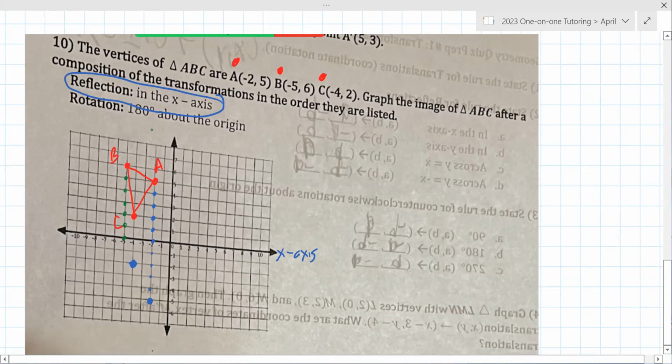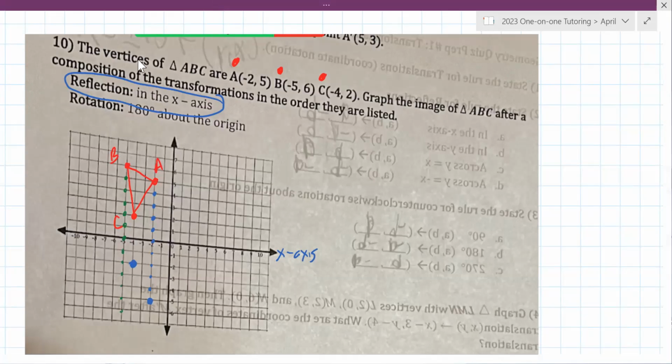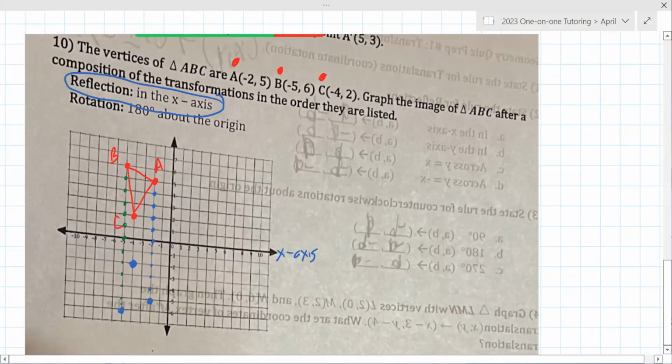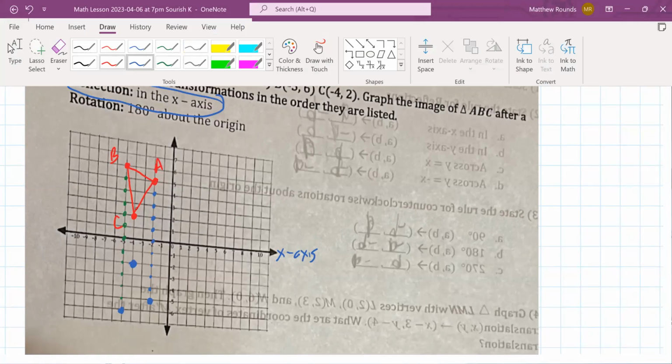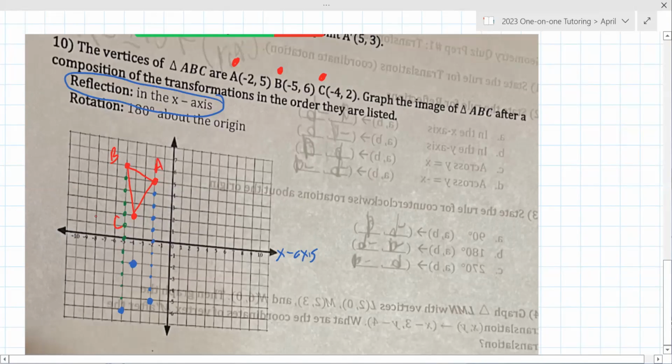All right. Then you count 6 more spaces. 1, 2, 3, 4, 5, 6. Okay, now notice this is maybe more important. Notice with C, you counted 2 spaces. What is the Y value of C? The Y value of C.